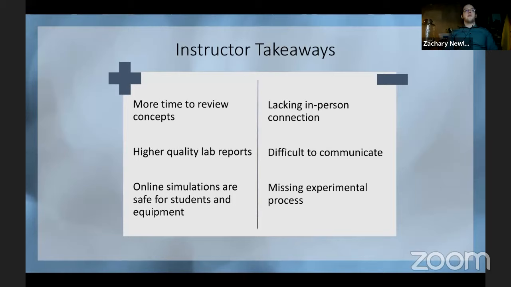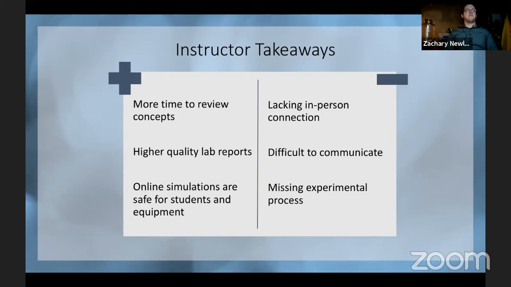And so next we're going to highlight some of the instructor takeaways that we gathered through our interviews, both again on the positive and negative side. Some positive pieces, similar to the students, they enjoyed the extra time they had to review the concepts, while they also saw a higher quality of lab reports, which they attributed to being able to solidify those concepts that they learned in lecture.